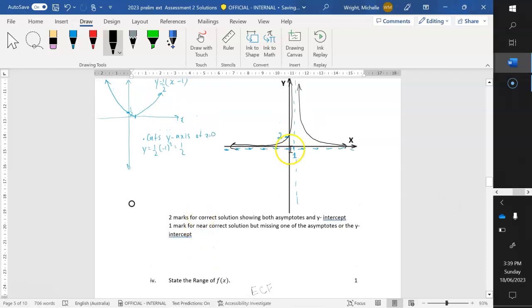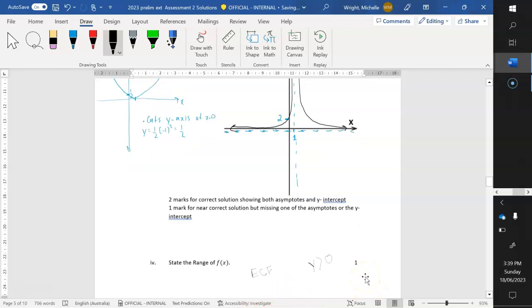So my range is y needs to be greater than 0 was the answer I was looking at for that graph. If you had a different graph up above, I've read the range off yours and checked that forward, and you may have got an error carried forward. So fairly well done, that one was.